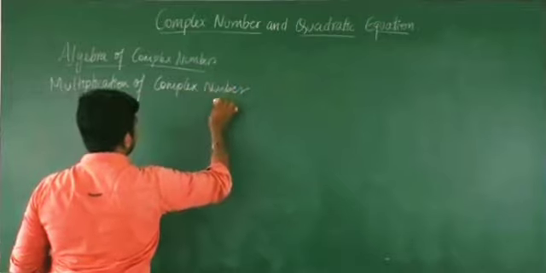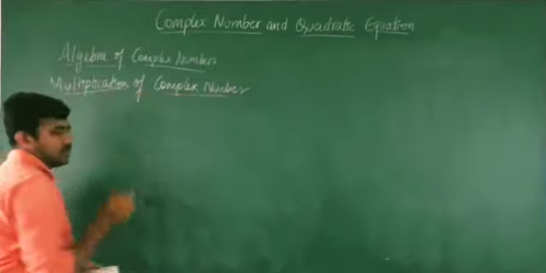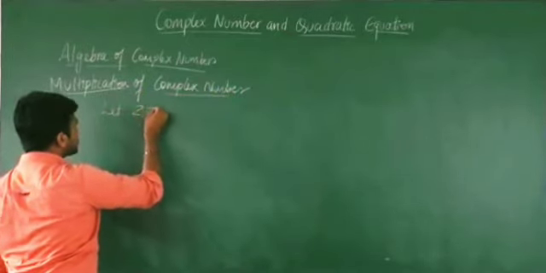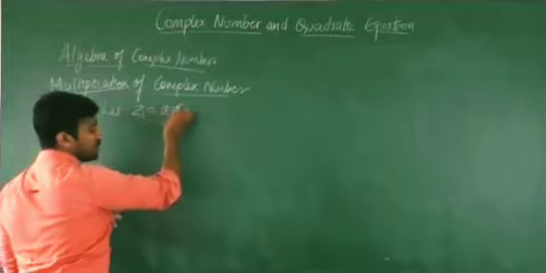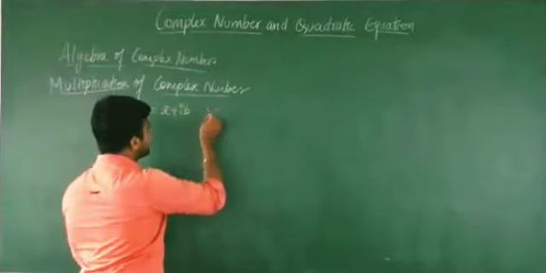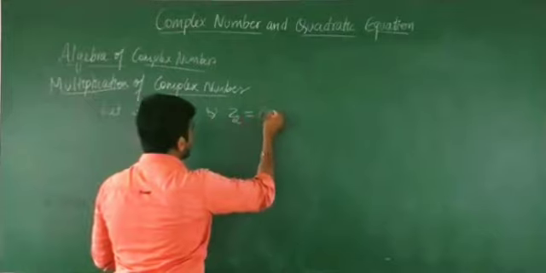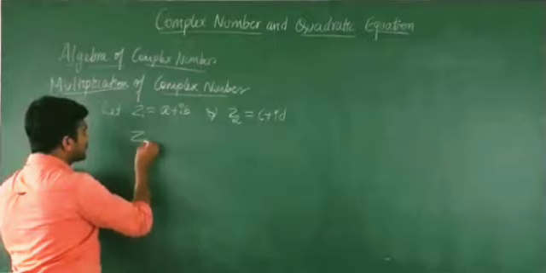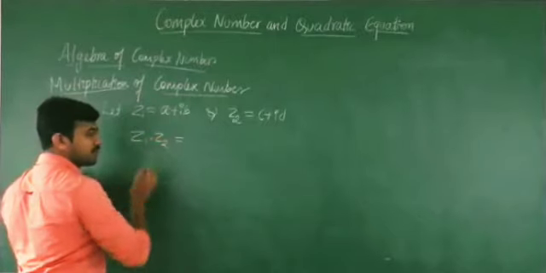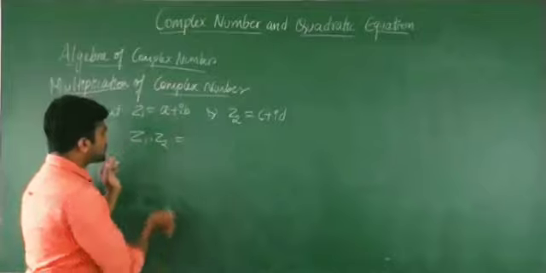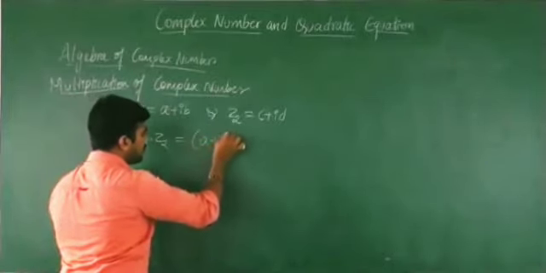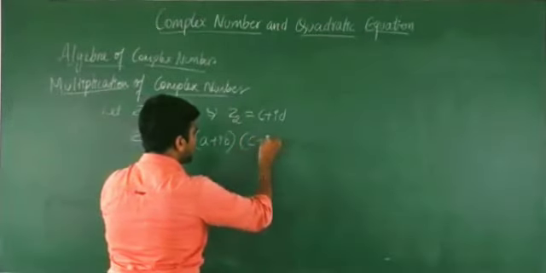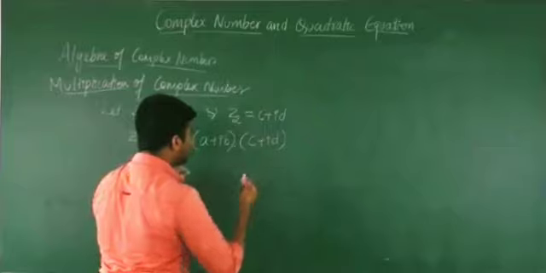Okay, multiplication of complex numbers. Same here, consider two complex numbers. Z1 is equal to a plus ib and Z2 is equal to c plus id. Okay, I need to multiply these two complex numbers, means Z1 into Z2. This I need. Okay, that means what? Z1 is nothing but a plus ib. Z2 is nothing but c plus id. These two I need to multiply.